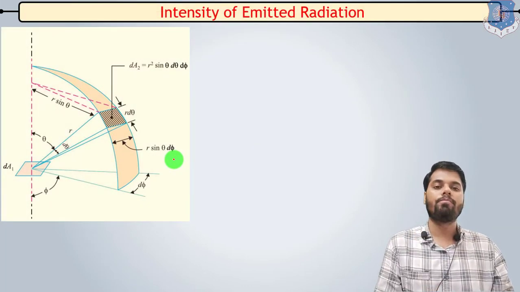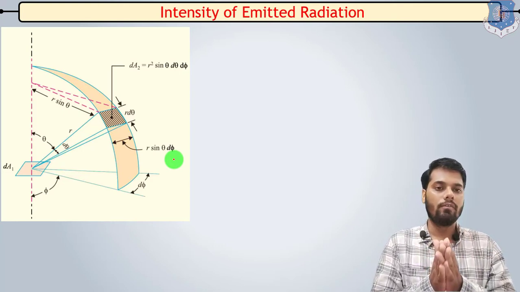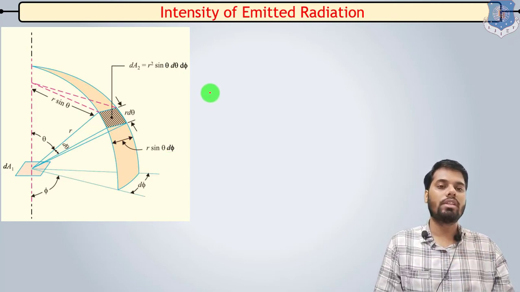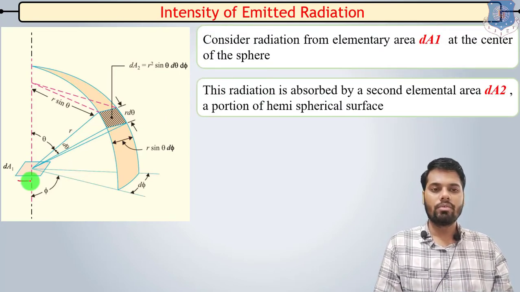In a hemisphere. Now, by using the concept of solid angle, we can find the equation for the intensity of emitted radiation. Suppose we have two surfaces here. This is dA1.